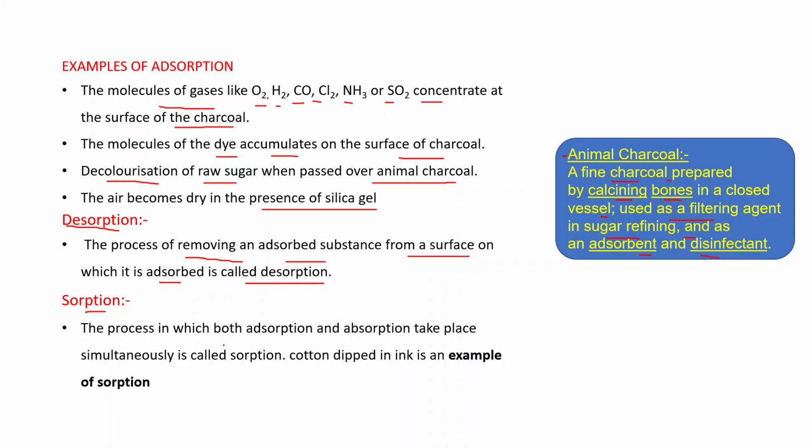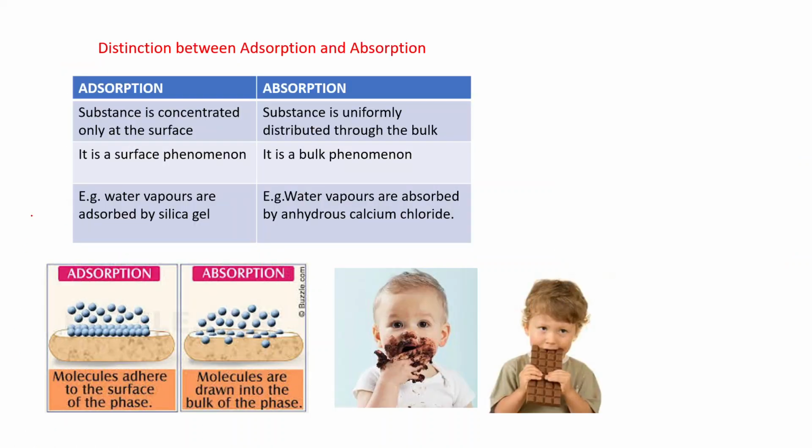Sorption. The process in which both adsorption and absorption take place simultaneously is called sorption. Like cotton dipped in ink is an example of sorption, in which both adsorption and absorption are taking place. Now, how can we differentiate between these two, adsorption and absorption? In this, substance is concentrated only at the surface, while in this case substance is uniformly distributed throughout the bulk. That's why we can say this is a surface phenomenon and this is a bulk phenomenon.